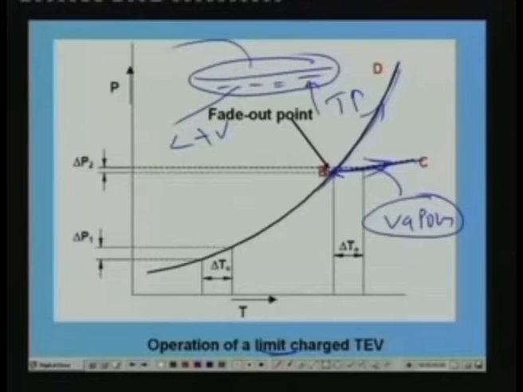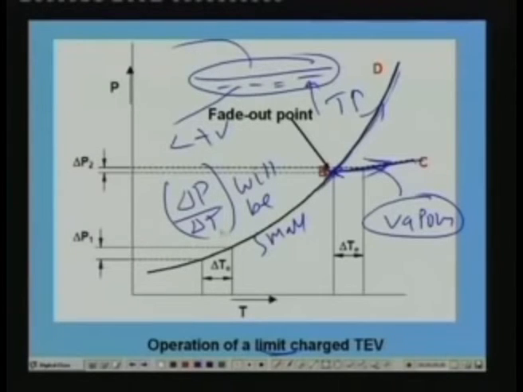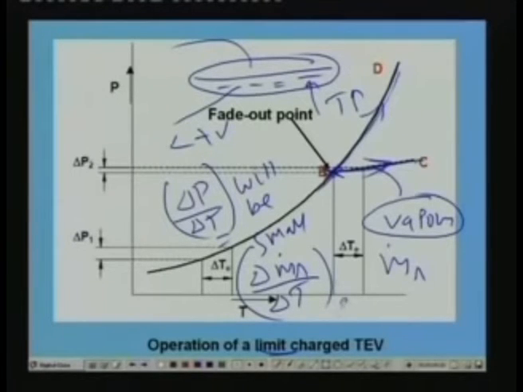Okay, that means from this point onwards your delta P by delta T will be small. Okay, this is small means what? The needle opening will be small. The needle opening will be small means mass flow rate of refrigerant doesn't vary much. Okay, that means from beyond this point onwards, let us say that delta mass flow rate divided by delta T will be small. Okay, because from this point onwards you don't have any more liquid, right?